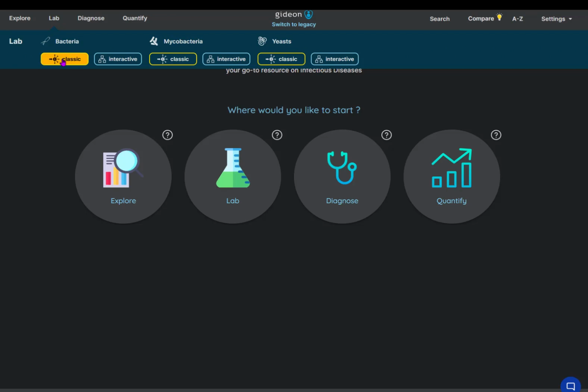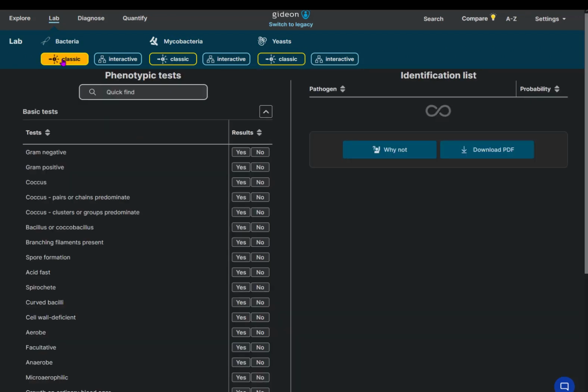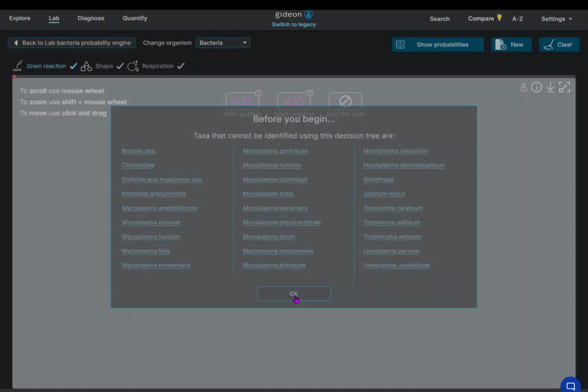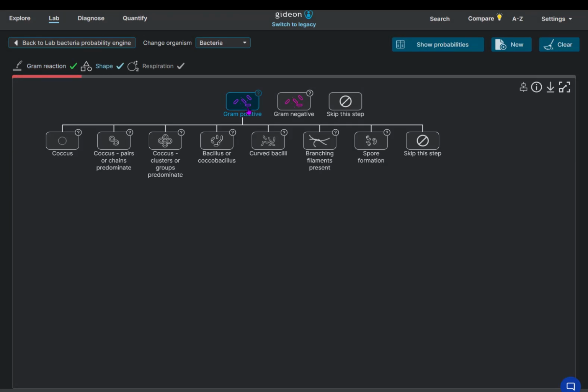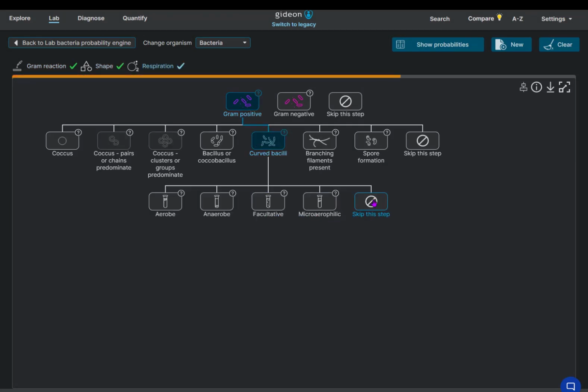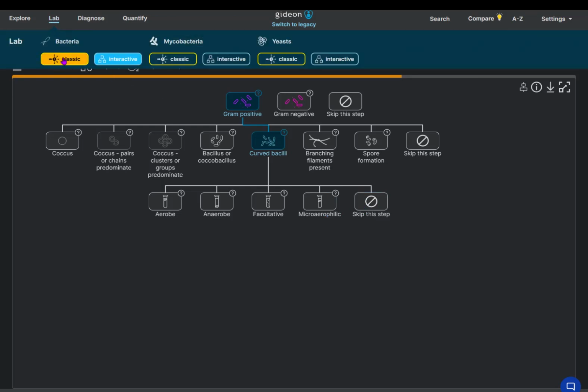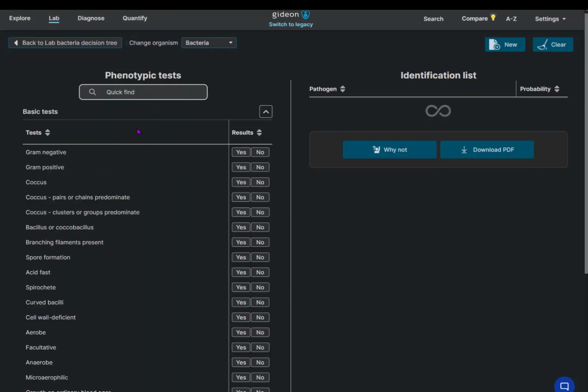And I prefer the classic version of the diagnosis because in the interactive version, although it is very interesting and more like the old-fashioned phylogenetic dichotomous tree, it has a lot of tests that we don't do, so you always have to skip certain steps. So again, let's go to the classic version and then look at what we have.